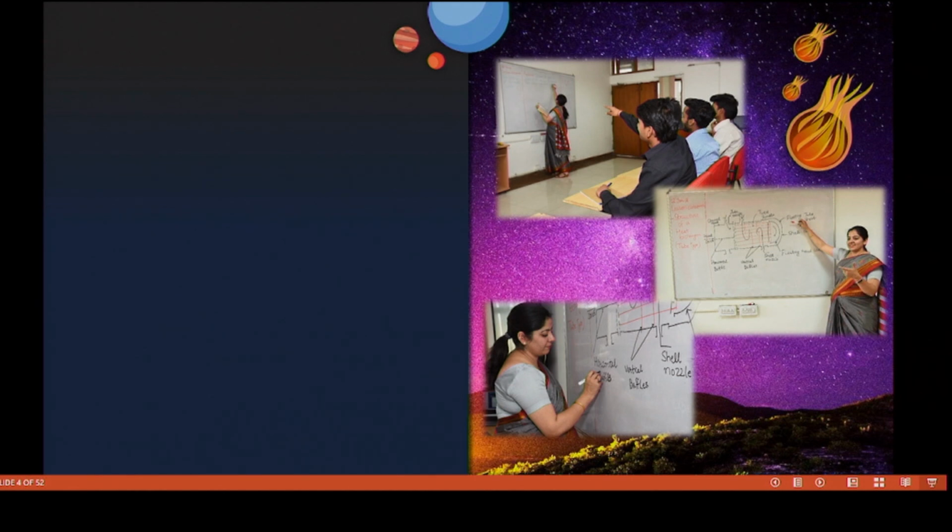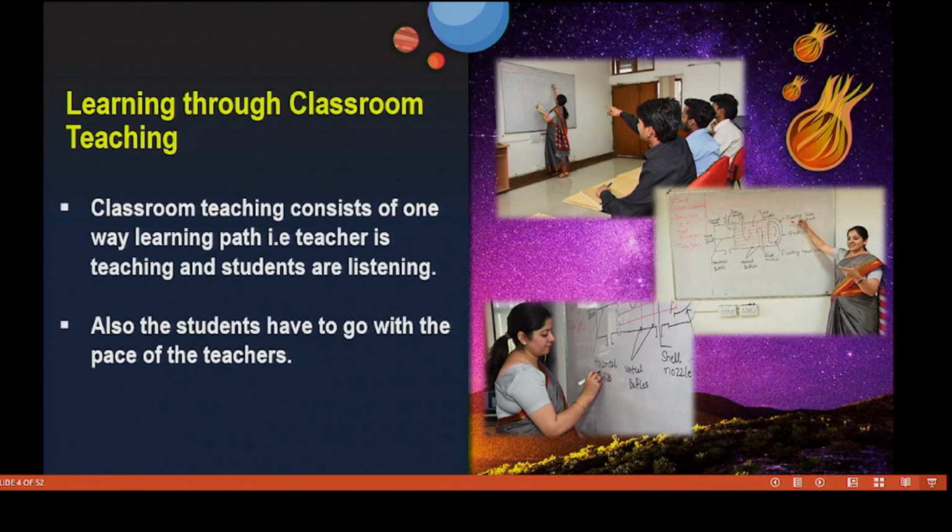So this is actually classroom teaching. Now what is classroom teaching? Classroom teaching consists of one-way learning, right? One-way learning path, that is, the teacher is teaching and students are listening. Also, the students have to go at the same pace as the teacher.